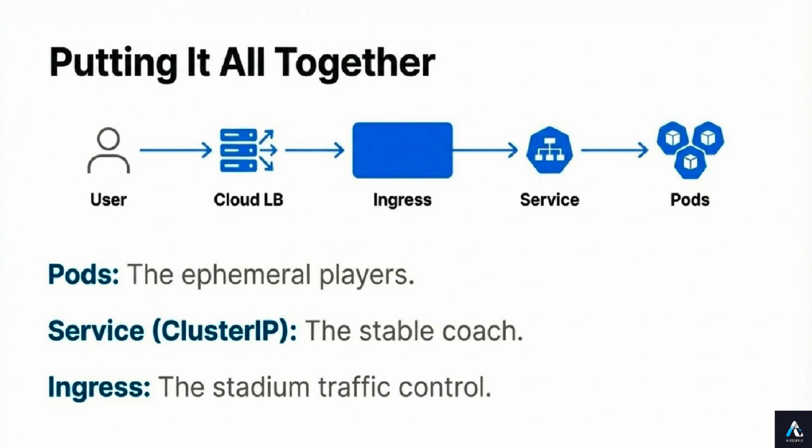So the real traffic flow in a typical production setup looks like this. Traffic begins with the user, then moves to the cloud load balancer, which forwards it to the Ingress controller, which then routes it to the appropriate service. And finally, the request reaches the pods that handle the workload. Once you view it this way, Kubernetes networking stops feeling like a mysterious black box and instead reveals itself as a clean, well-structured, layered system.